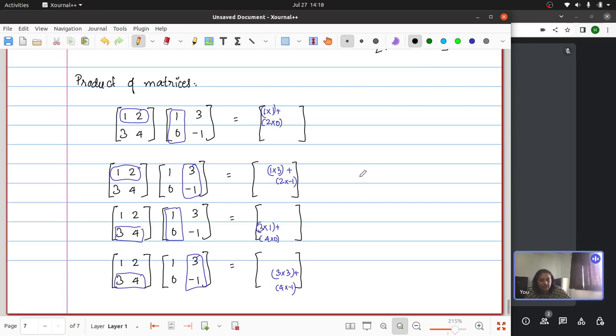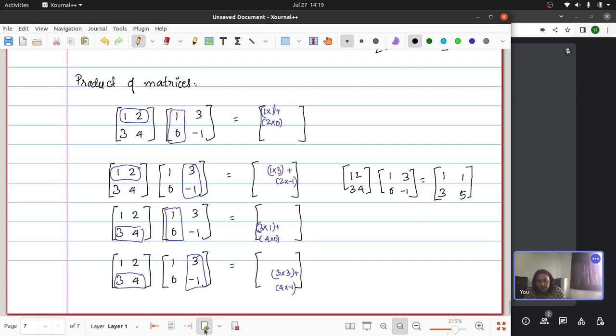So putting together all of that, we get 1, 2, 3, 4 multiplied by this matrix 1, 3, 0, minus 1, this is equal to, so the first entry is 1, the entry here is again 1, the entry here is 3, this is 3 into 3, 9 minus 4. So this is how we take product of matrices.